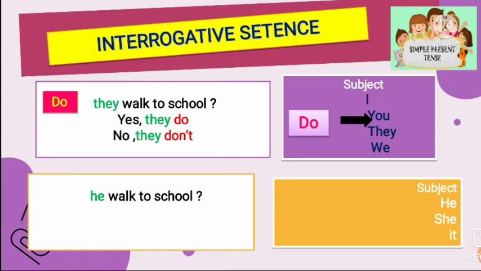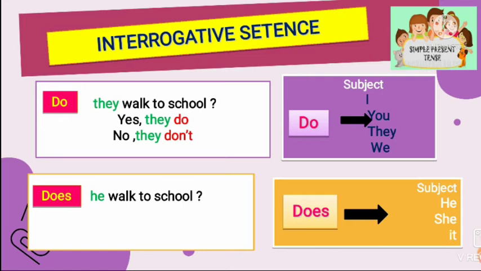Next, he walks to school. Now, pay attention when the subject changes into she, he, it. We need the word does. He is a part of she, he, it, so we add the word does. Does he walk to school? Does she walk to school? Does it walk to school? If it's yes, you can say yes, he does. If it's no, no, he doesn't.